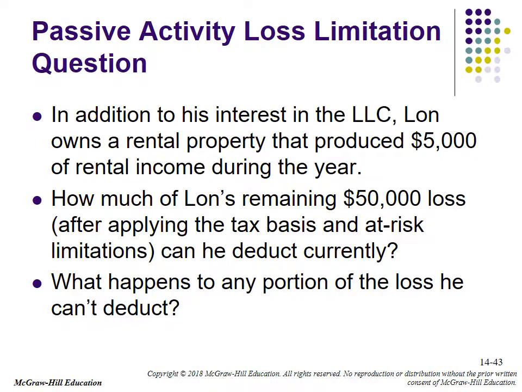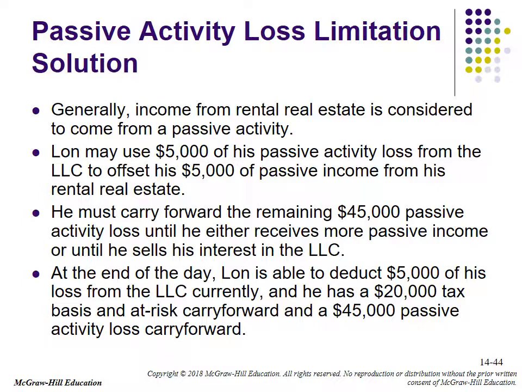Going back to Lon, can he deduct any of it? Generally, the income from rental real estate is considered to come from a passive activity, so he can deduct $5,000 of his passive activity loss of that $50,000 against the real estate activity. He must carry forward that $45,000 passive activity loss until he receives more passive activity income. Lon is able to deduct $5,000 of his loss, and he has a $20,000 tax basis and at-risk carry forward, and a $45,000 passive activity loss carry forward. So it gets crazy, huh?